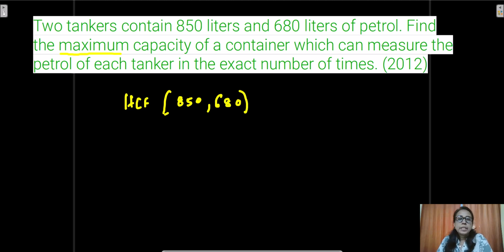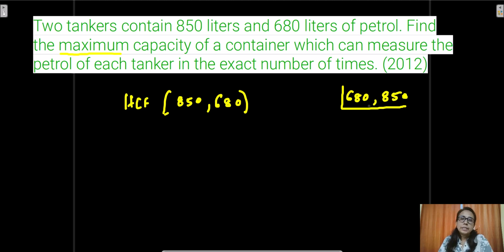Okay. Now, how to find out the HCF? I'll write the small number first, 680. You can write 850 first also, no doubt at all. But I used to write like that. Always, any small number is there, I will make it in ascending order and write it. You can write 850 also. 680 and 850.